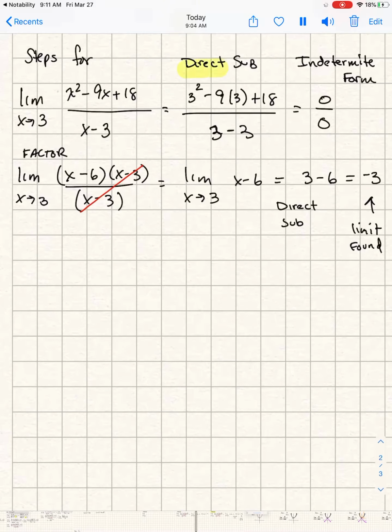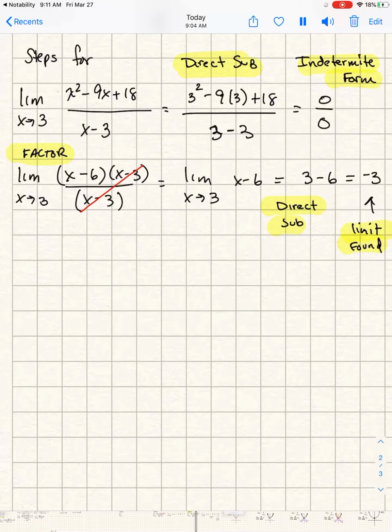Okay, so I just want to go over the steps, because when you get to that quiz 3, it's a little tough. So step 1, direct sub. Step 2, indeterminate form, so we have to factor. So that's step 1, step 2, step 3 is factor. Then step 4, once we finish factoring and simplify, we direct sub again, and then the limit is found.